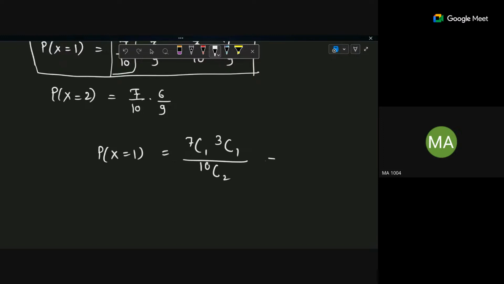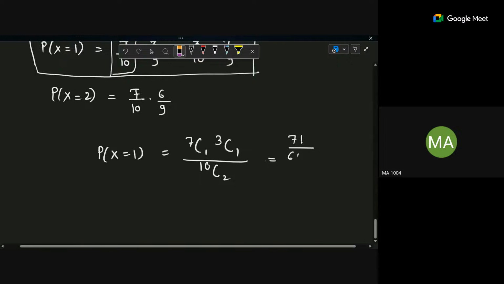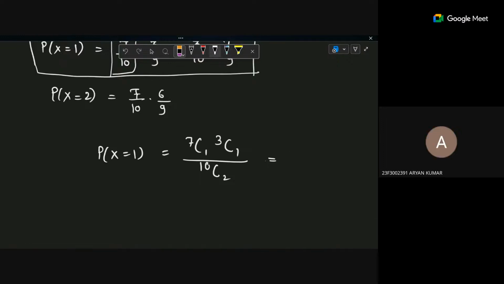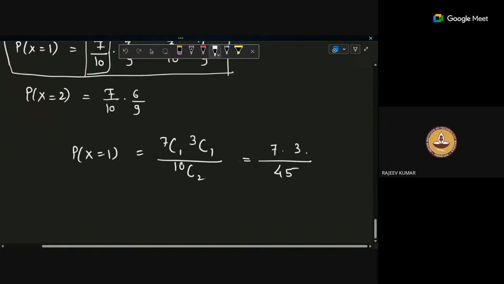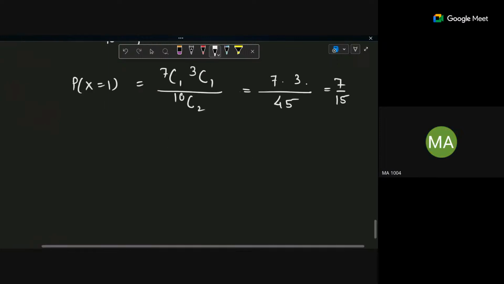So 7C1 is nothing but 7, right? And what about 3C1? It is again 3. Divided by 10C2, which is 9 into 5, that is 45. So directly it is 7 by 15. What about the probability that x is taking value 2? Same, it is 7 by 15.